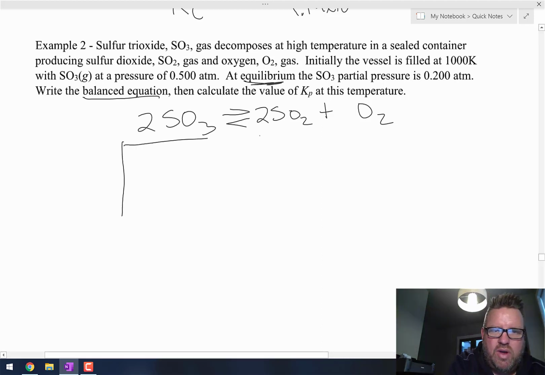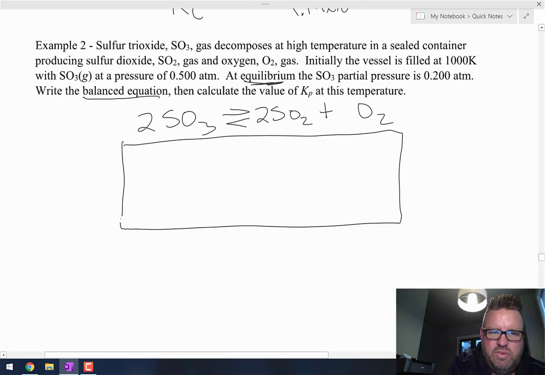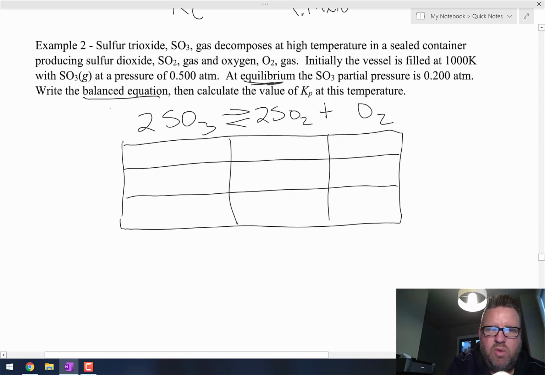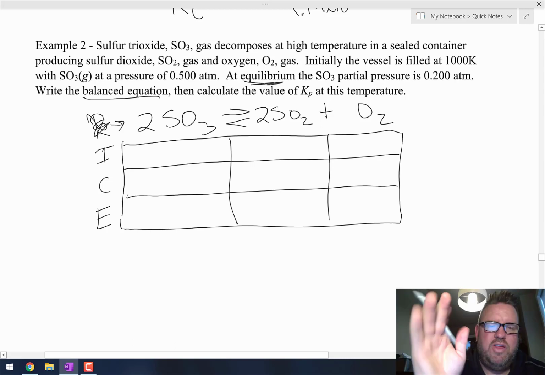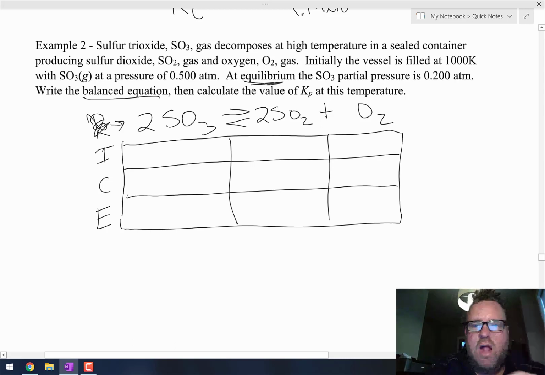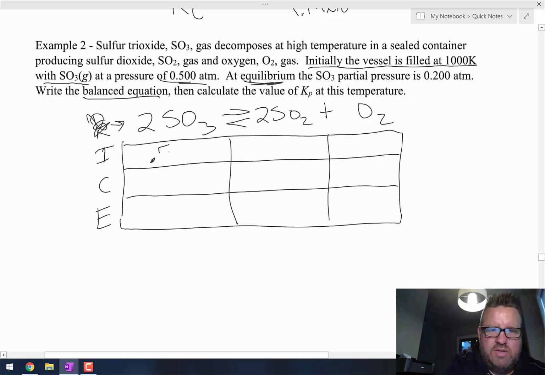So now we're going to go ahead and make our ice table. And by the way, sometimes people call these rice tables, where R stands for the reaction. The reaction goes up here. I don't like that though. I like ice better. Okay, either way, rice, ice, who cares? Okay, now let's start putting in our numbers. So initially the vessel is filled at 1,000 Kelvin with SO3 at a pressure of 0.5 atmospheres. So that means 0.500 atmospheres. And again, if initially it was only SO3, how much SO2 and O2 do we have? None.